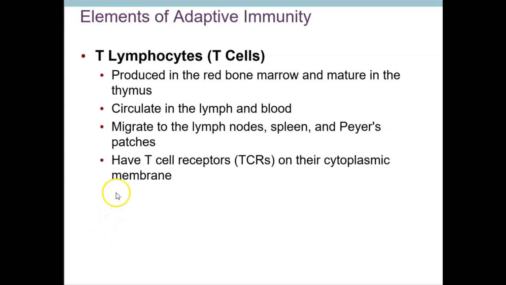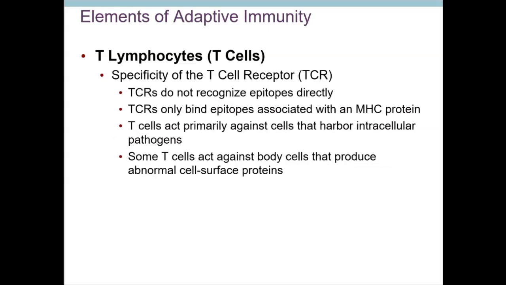These guys all have a protein called T cell receptors on their cytoplasmic membranes, and those T cell receptors are going to interact with some of those MHC proteins. And the T cell receptors are pretty specific. They don't recognize epitopes directly. They don't just specifically bind to an epitope floating around in the plasma, for example. They have to bind to an MHC protein first, and then they can check its epitope.